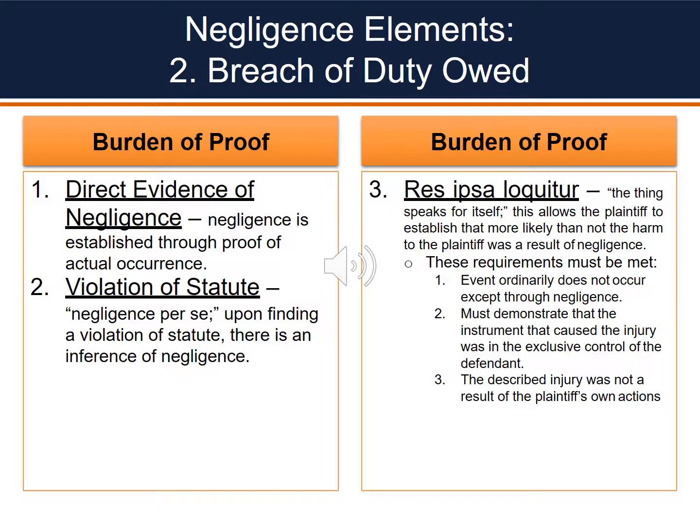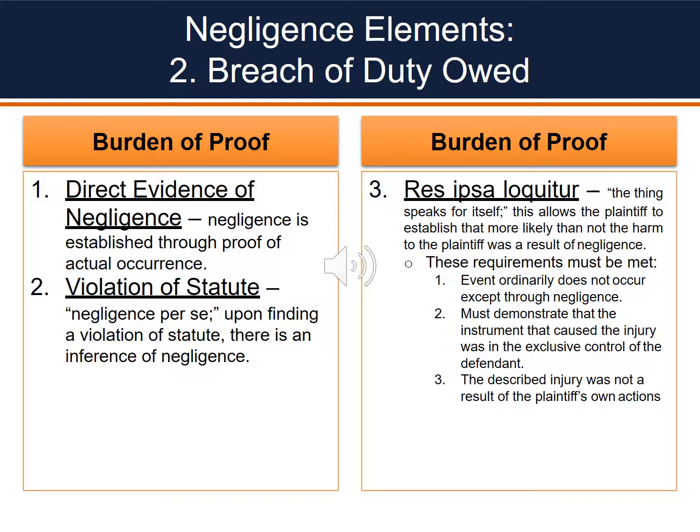Second is negligence per se. That is, one of the parties was in violation of rules or regulations. They might have been in violation of state and federal law, or maybe they were simply in violation of agency policies. Those are all violations, negligence per se, and upon finding a violation of this statute, there's an inherent inference of negligence.